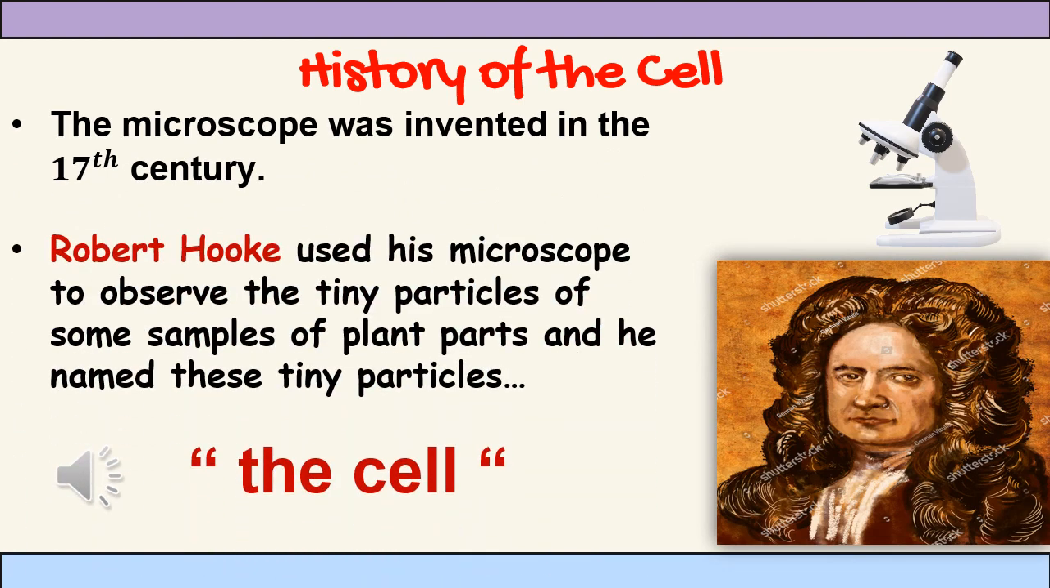Do you know the name of the scientist who invented the microscope? Super! The microscope was invented by Robert Hooke. Why did he need the microscope? Super! He needed to see the smallest parts inside the plant. So he invented the microscope, and then he observed that there are some tiny particles inside the plant. He named them cells.